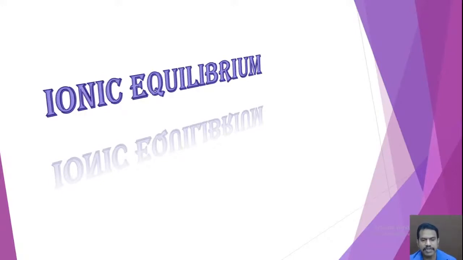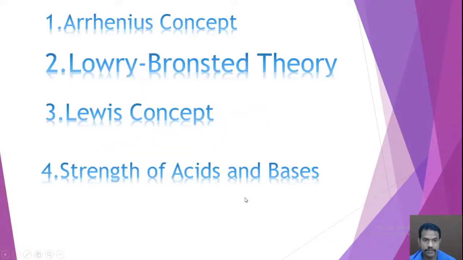Okay. These classical concepts are not adequate to explain, right? So the scientists have developed the acid-base concepts based on their behavior. So what are they? First, the Arrhenius concept. The second, the Lowry-Bronsted theory, it's nothing but the proton theory. Then the third one, the Lewis concept. The last, strength of the acid and the base. So how to determine the strength of acid and base? Okay. These four topics in this section we are going to discuss.